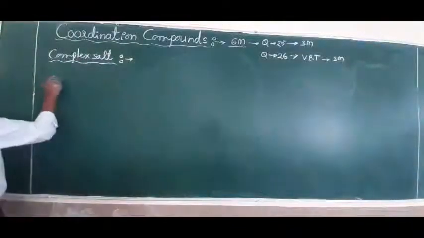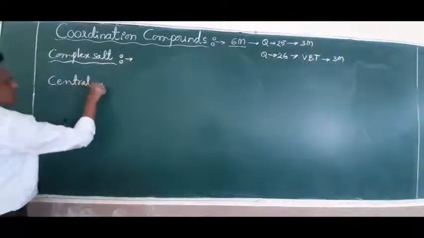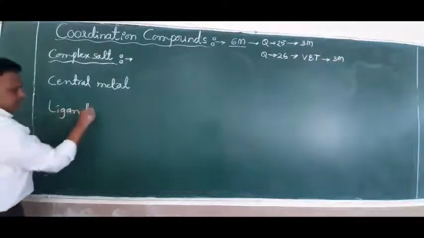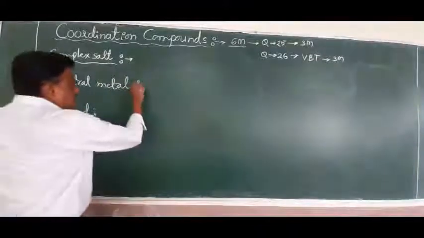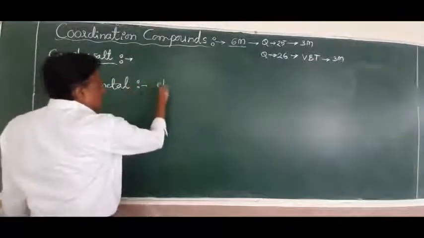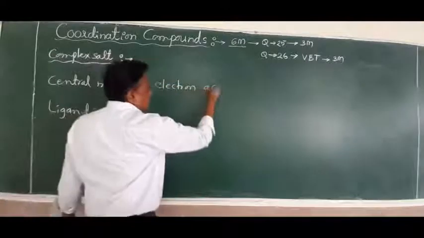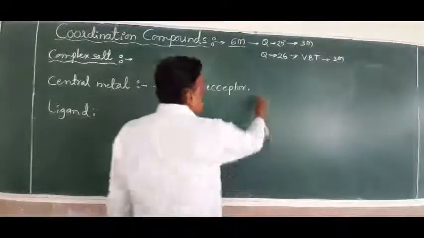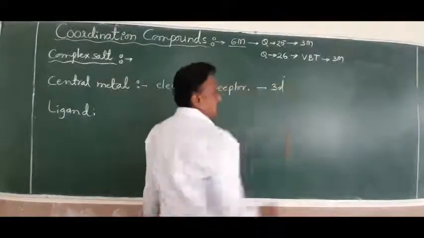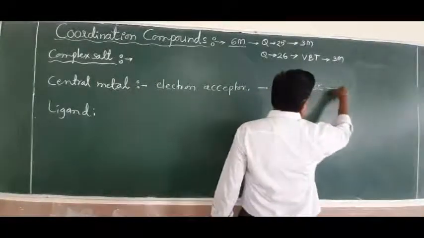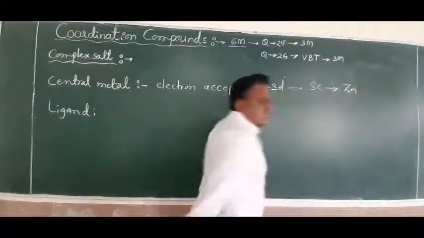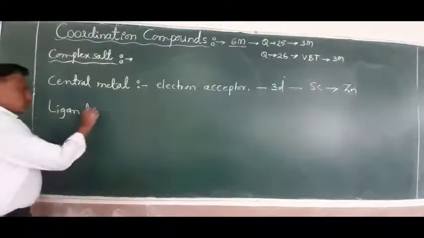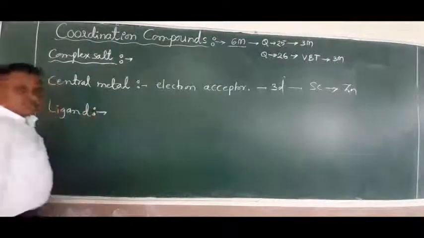One is a central metal, another one is a ligand. What are central metals? These are electron acceptors. The best electron acceptors are the 3D series, scandium to zinc. These elements come under the central metals. Now our target, which is very important, is ligands.